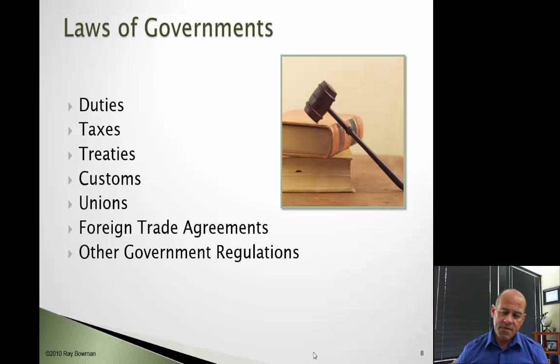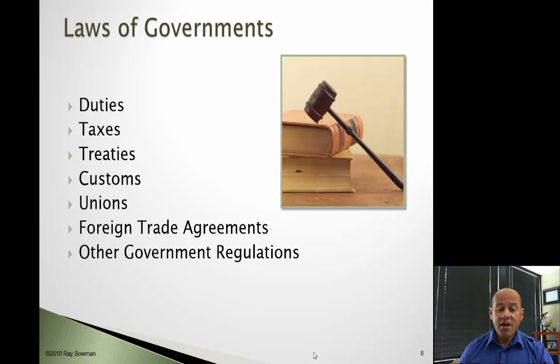Understanding customs. In different countries, customs, laws, and policies may look and act very differently, so it's important to understand that. Labor unions may affect not only the delivery of your product, but the servicing of your product. So it's very important to know how unions affect your product in different international markets, as well as other government regulations. Different products may have a whole myriad of different regulations associated with them.